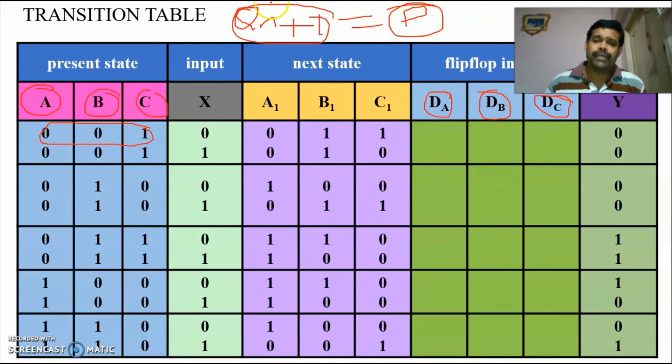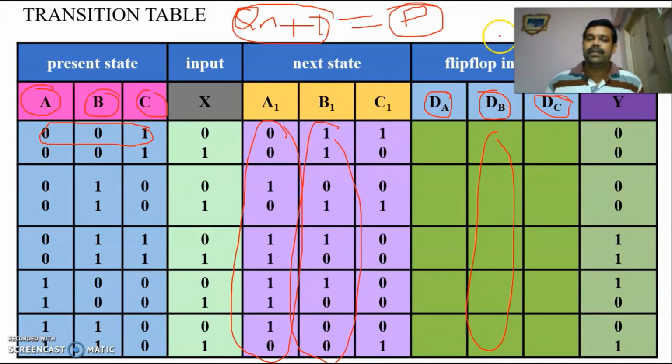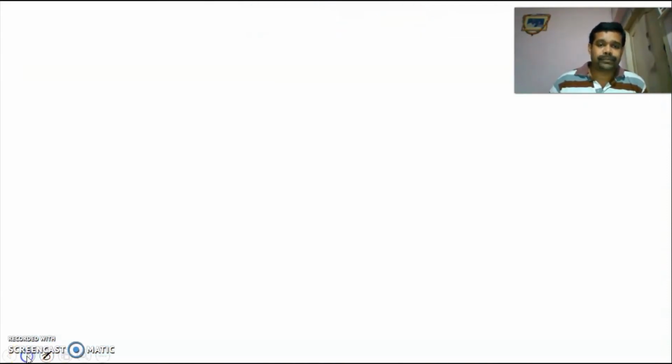The next state equation of D flip-flop is nothing but Q of n plus 1 is equal to D. So dA is nothing but A1. If we just copy this A1 to dA, then you will be getting dA. When you copy B1 to dB, you will be getting dB. When you copy C1 to DC, you will be getting DC. So this is the simplest thing. Doing by D flip-flop is more simple. So I am doing this problem by D flip-flop just to copy A1 to dA, B1 to dB, and C1 to DC.